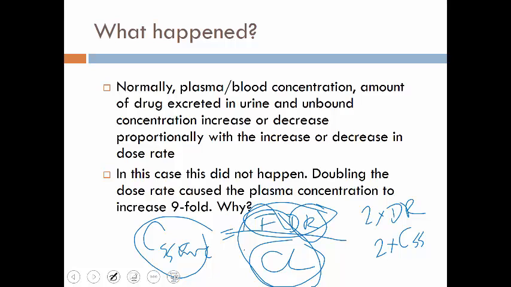But if the assumption that the bioavailability and clearance remain constant is not true, then we have a problem, right? And in this case, since the CSS average was so much higher, it's either because the bioavailability was increasing or the clearance was decreasing. So instead of doubling the dose rate causing a doubling of the CSS average, it increased by 9-fold. Yikes.